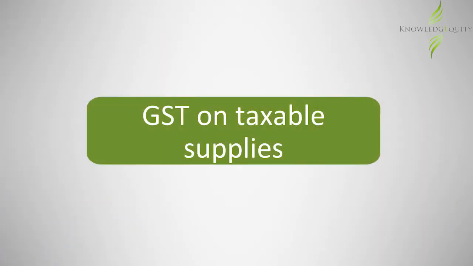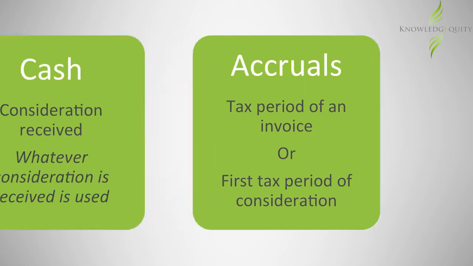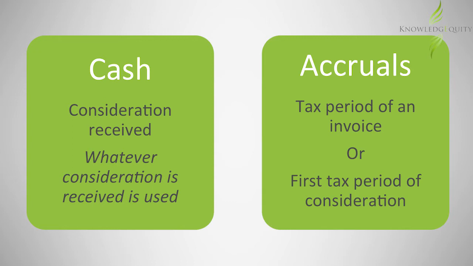Firstly, we need to consider our GST payable on taxable supplies. If accounting on an accruals basis, then the entire amount is attributed to the earlier of either the tax period in which an invoice is issued or the first tax period in which any part of the consideration is received for the supply. If accounting on a cash basis, the amount is calculated to the extent of consideration actually received in that period. If only part of the consideration is received, then only this part is used in calculating the amount of GST payable for the tax period.